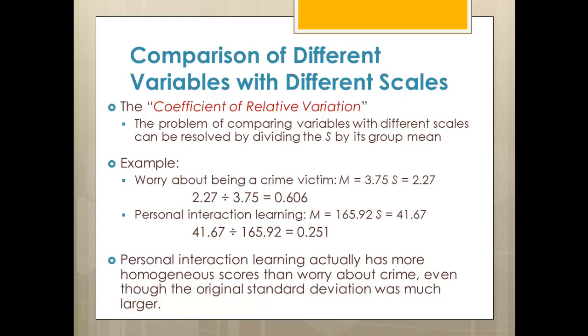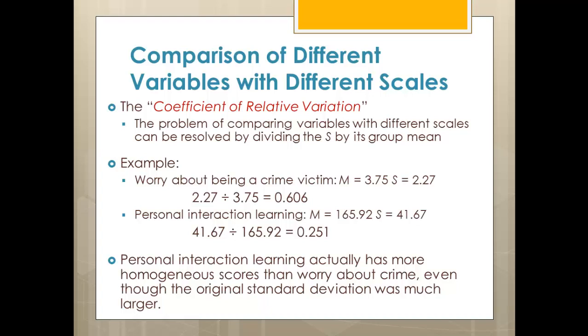If we really wanted to compare variables, we could take their standard deviations and divide them by each one's mean. For worry about being a victim of crime, the standard deviation is 2.27, and you divide it by the mean, 3.75, and you get a value of 0.606. For another variable, personal interaction learning, the standard deviation is 41.67, divided by the mean 165.92, and you see that this value is 0.25.